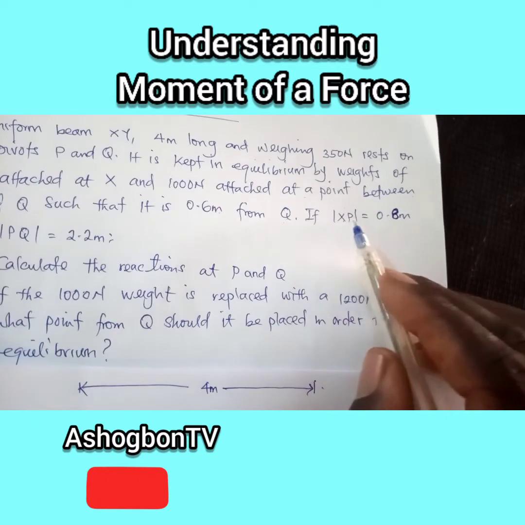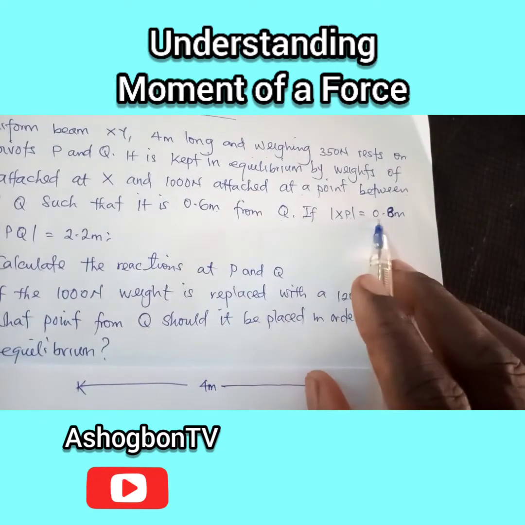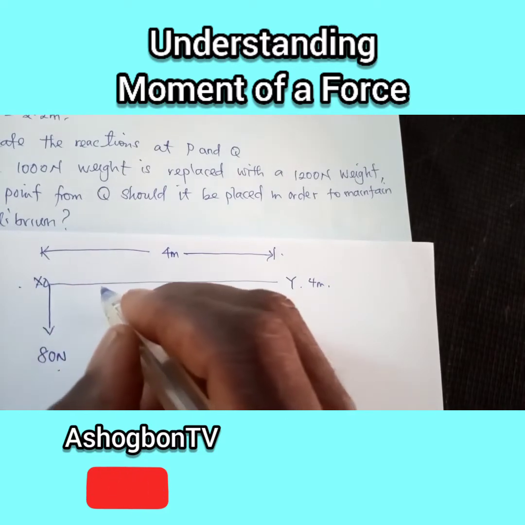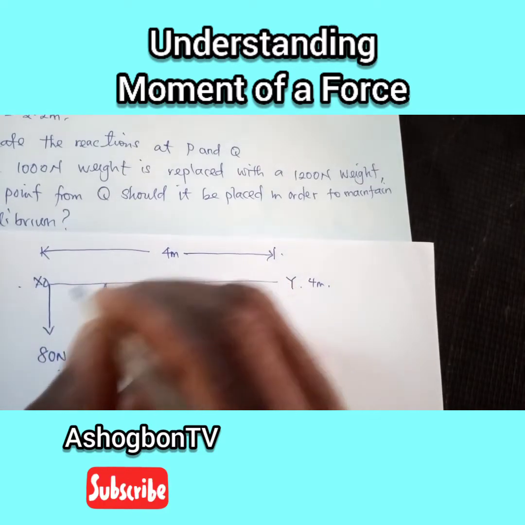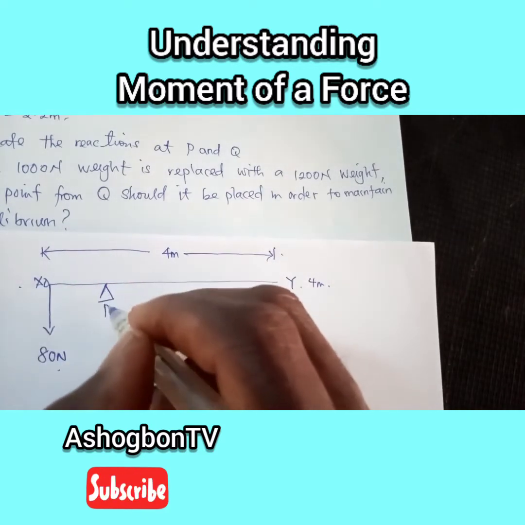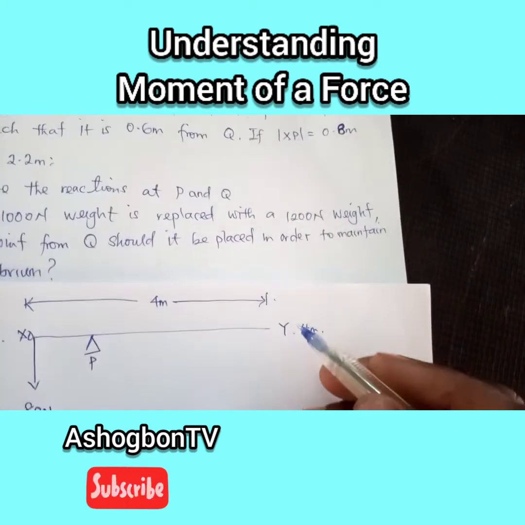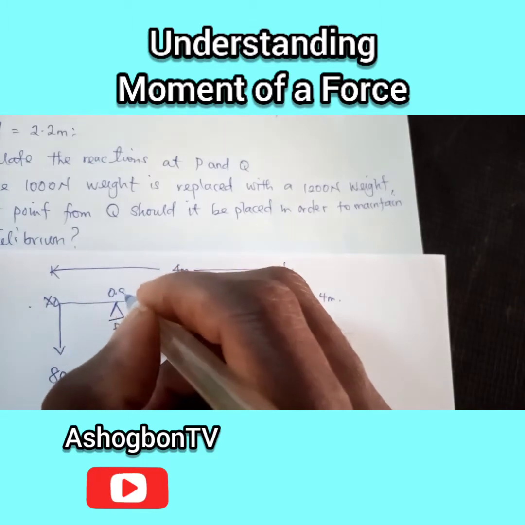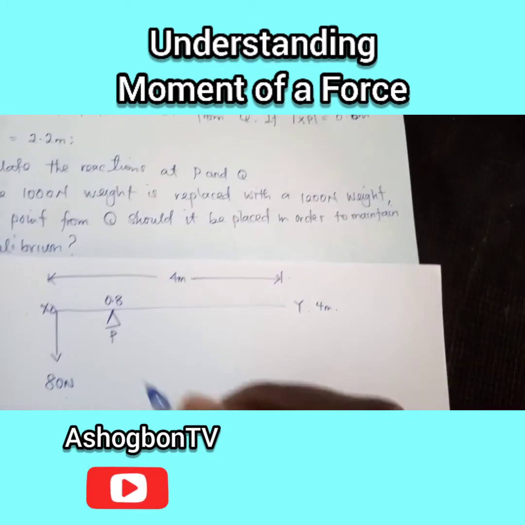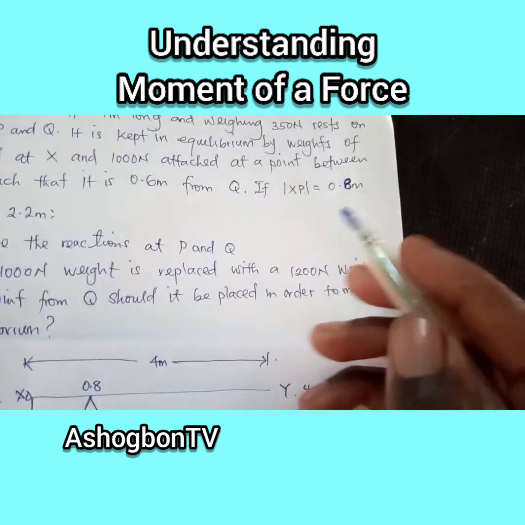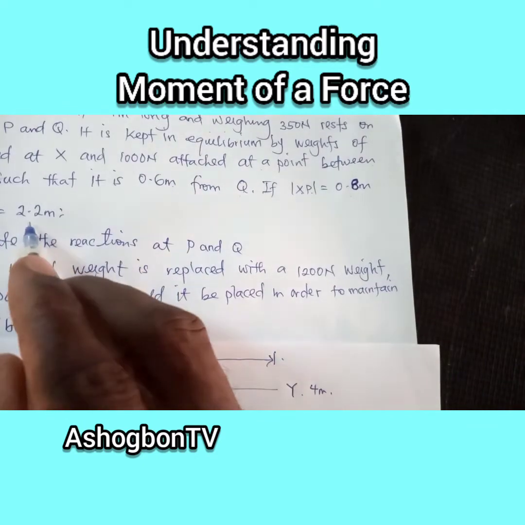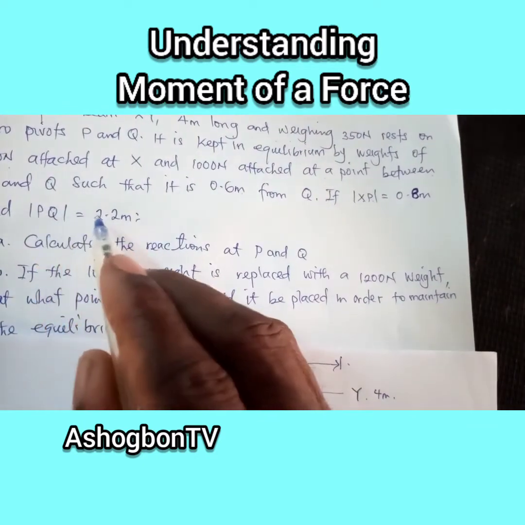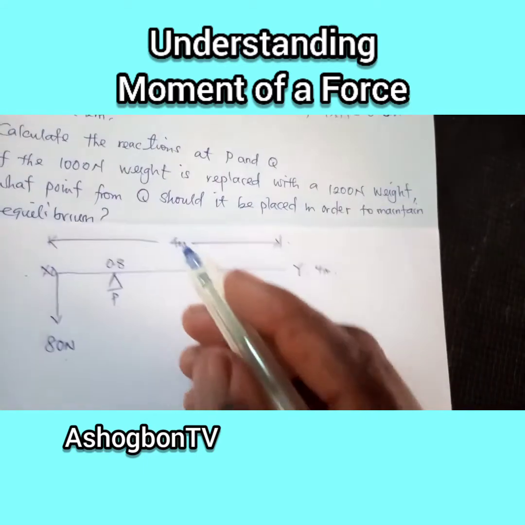Now let's see, if XP is 0.8 meters, let's do that here. The first pivot is at P, and we're told that XP is 0.8, so we have 0.8 here. Everything will be in meters. Then the second one is PQ, which is 2.2 meters. So check the diagram very well.